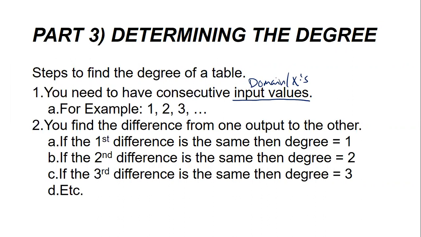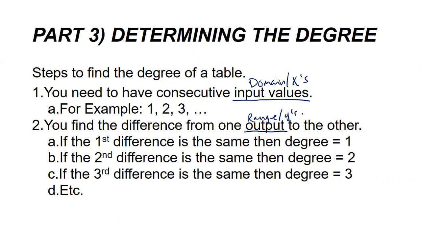So for example, 1, 2, 3. If I'm counting by twos, then 2, 4, 6, 8, but they just need to be in consecutive order, okay? Second, you find the difference from one output to the other. Your output meaning your y's, right? Your range, your y's, to the other.